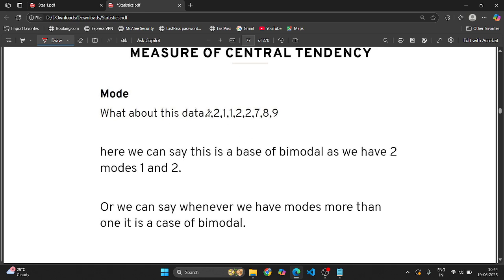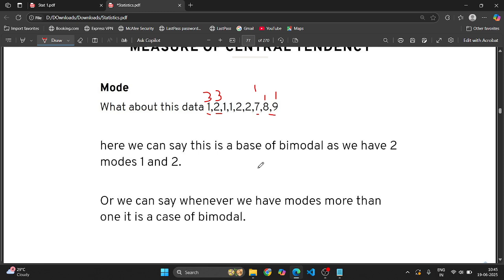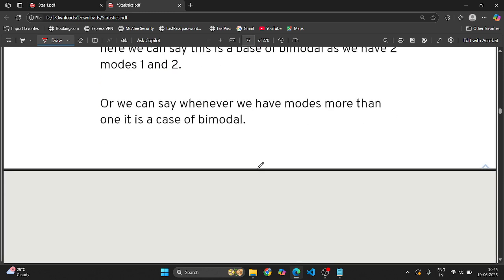Now for this data, what can we say? 1 is repeating how many times? 3 times. 2 is repeating how many times? 3 times. After that, 7 is repeating how many times? 1 time. And 8 and 9 are both repeating one time. So here we can say this is a case of bimodal, as we have two modes, 1 and 2. Whenever we have more than one mode, it is the case of bimodal.